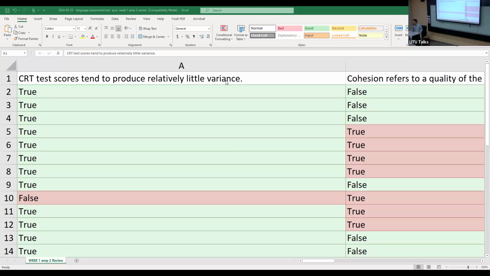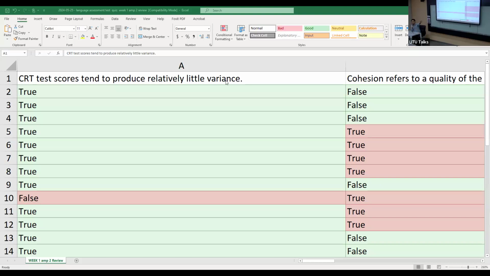And then the question is, the CRT scores produce relatively little variance. Is this statement true or not? It is true compared to NRT, right? This statement is a little bit tricky because these days, a lot of norm-referenced testings claim to be CRT as well. So think about TOEFL iBT, IELTS, Pearson English test. They began as norm-referenced testing.